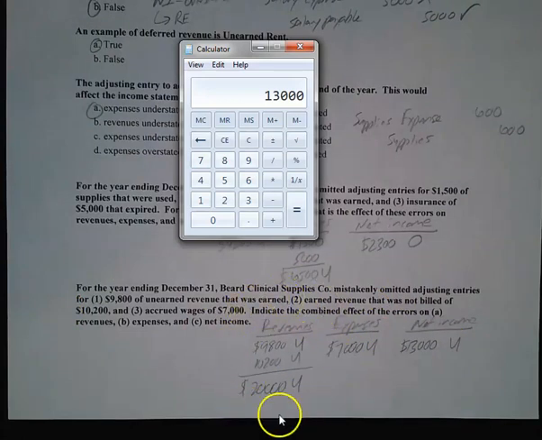It would have been understated by a full $20,000, but then we had this mistake where we didn't subtract out enough expenses, so the net understatement to net income ends up being $13,000. Okay, let's wrap this video up and we'll get the last handout for the chapter started next.